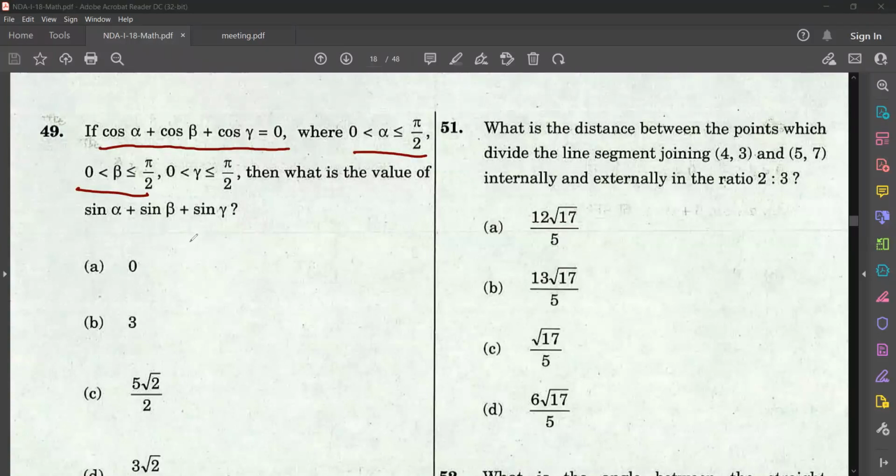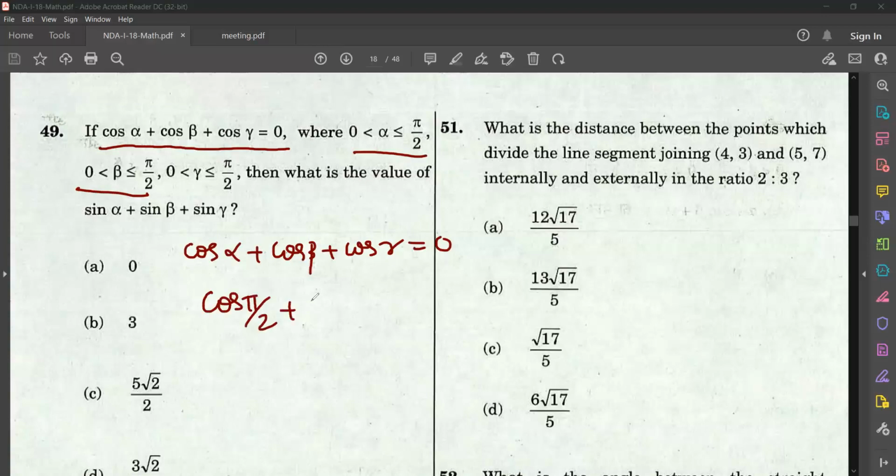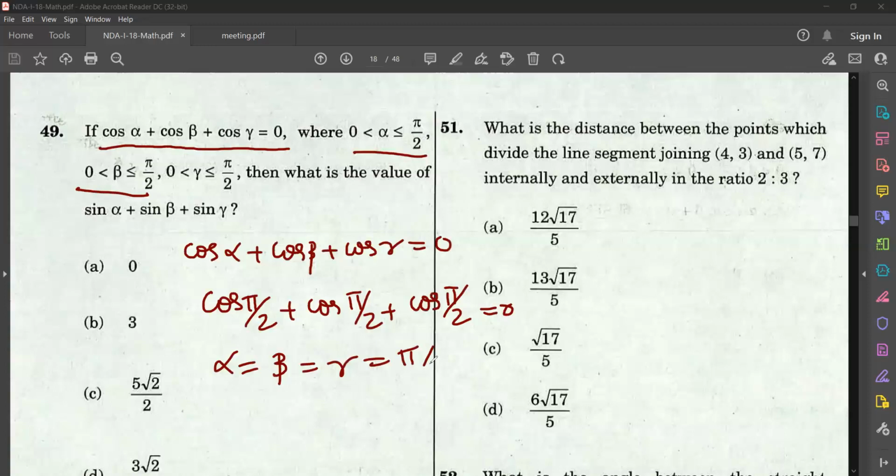Very easy question. Because we have given cos alpha plus cos beta plus cos gamma is equal to 0. So can I write it as cos pi by 2 plus cos pi by 2 plus cos pi by 2 is equal to 0? Because I know cos pi by 2 is equal to 0. So that is alpha is equal to beta is equal to gamma is equal to pi by 2.